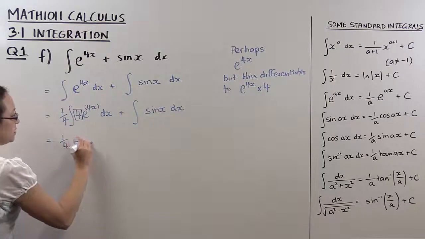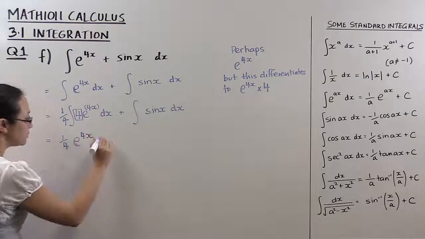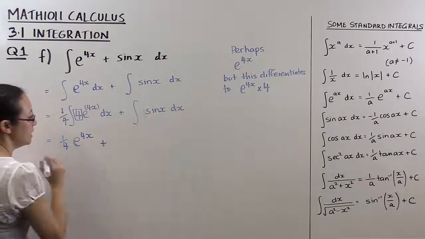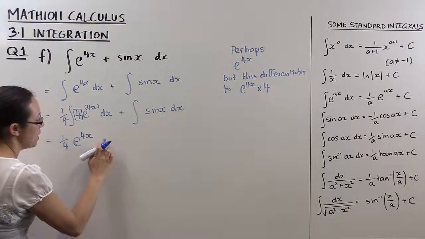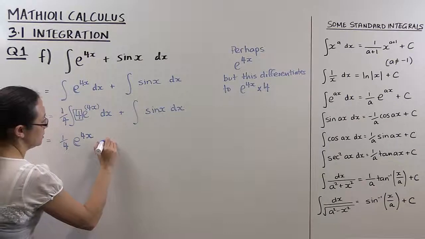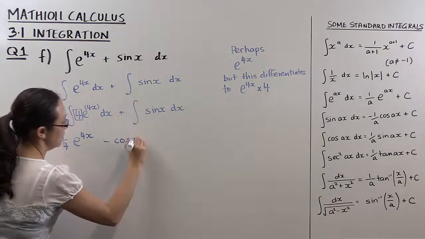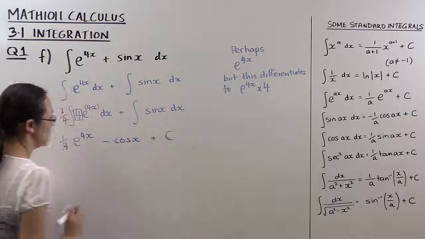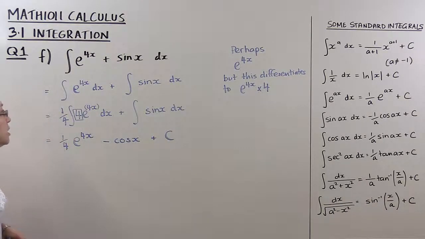So this anti-differentiates to e to the 4x, and sine anti-differentiates to minus cos. So this is minus cos of x, and then we'll just put plus c on the end. So this is a reverse chain rule here.